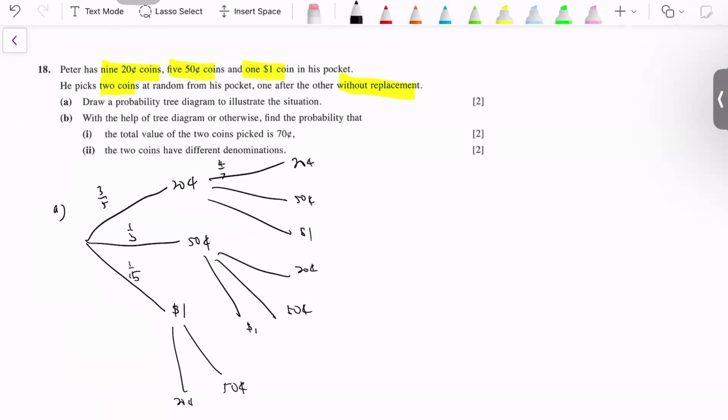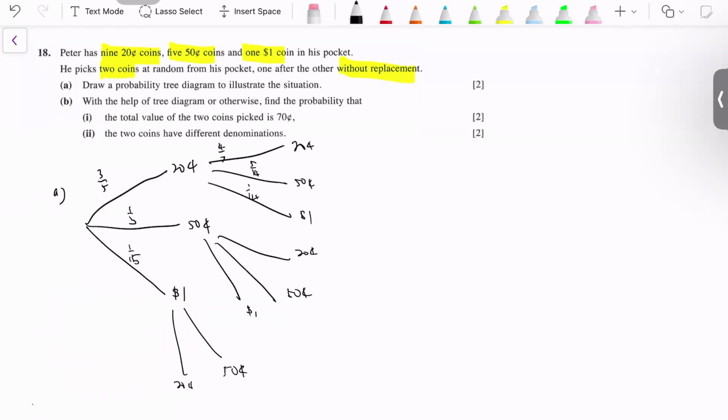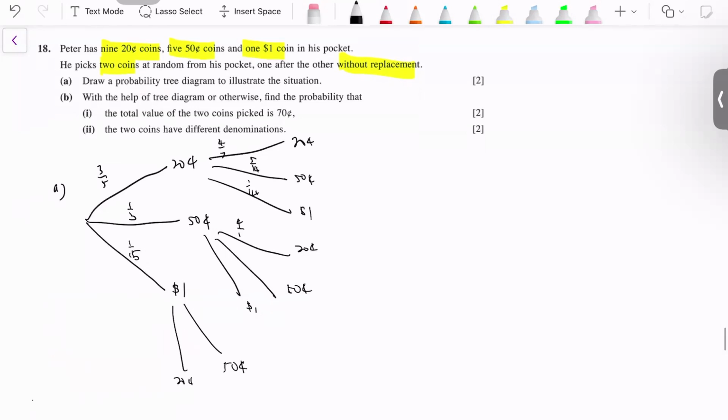Okay. For 50 cent, it's 5 out of 14. And for $1 is 1 out of 14. For 50 cent, it will be left with 4 out of 14. Sorry. For 20 cent, it will be 9 out of 14. 50 cent is 4 out of 14. And $1 is 1 out of 14. After you pick $1, it's 9 out of 14 for 20 cent and 5 out of 14 for 50 cent.